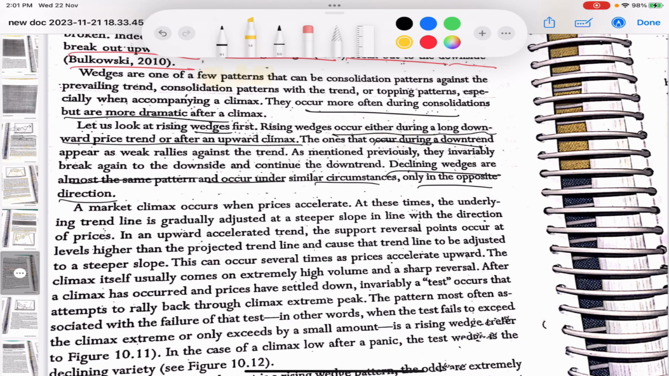Okay, so when does a market climax actually occur, and why does the climax occur in the first place? A market climax occurs when the prices accelerate or when people panic in the market. So the underlying trend line is gradually adjusted to a steeper slope in line with the direction of the prices. In an upward accelerated trend, the support reversal points occur at levels higher than the projected trend line. Okay, so keep that in mind.